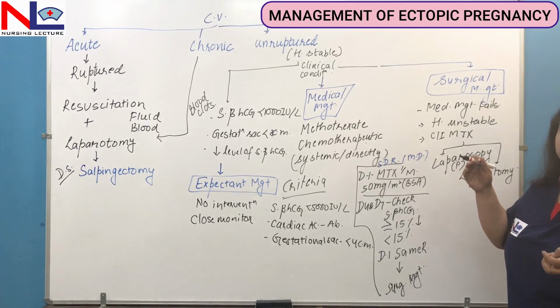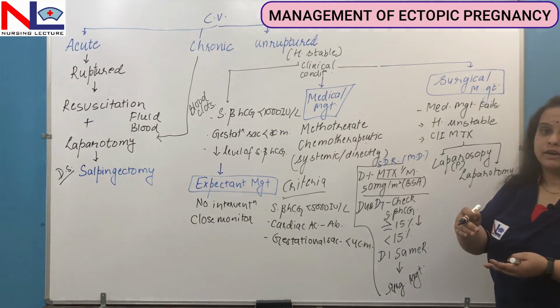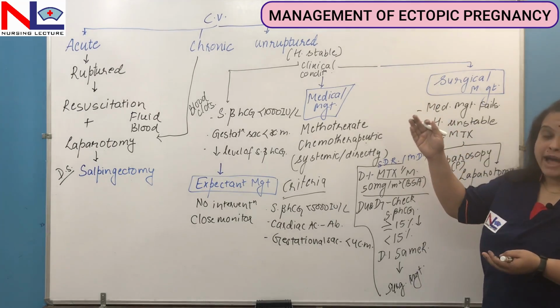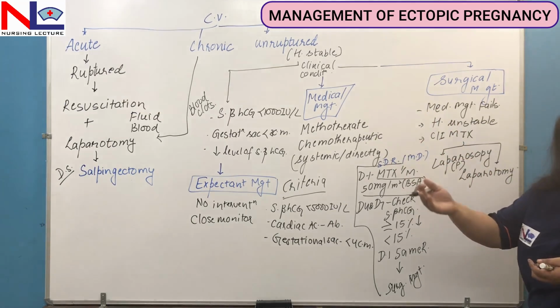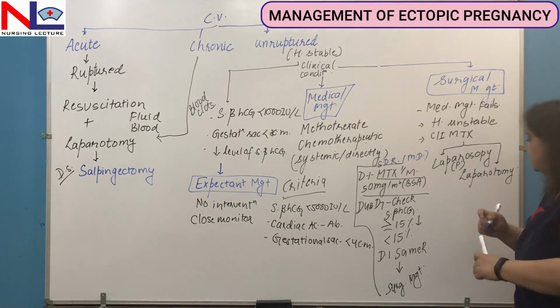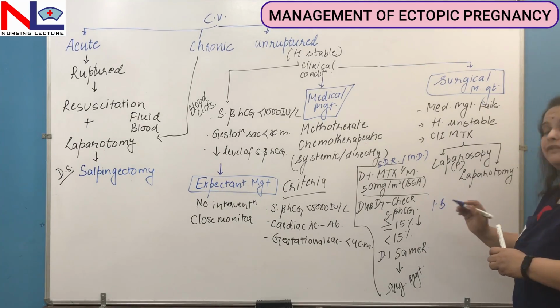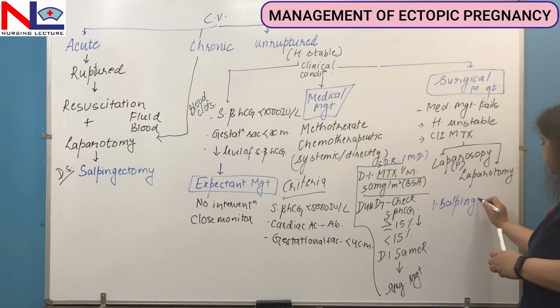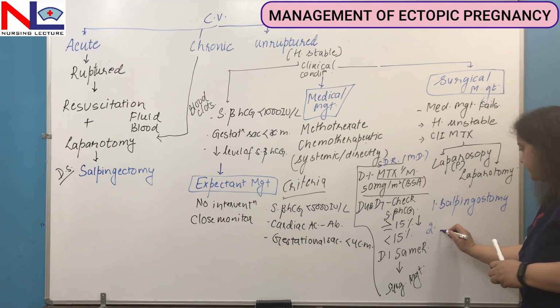But these are just the modes of entry in the abdominal wall. The actual surgery through which we can manage this ectopic pregnancy is the other thing. There are actually two surgeries which could be done nowadays. One is salpingostomy and the other one is salpingectomy.